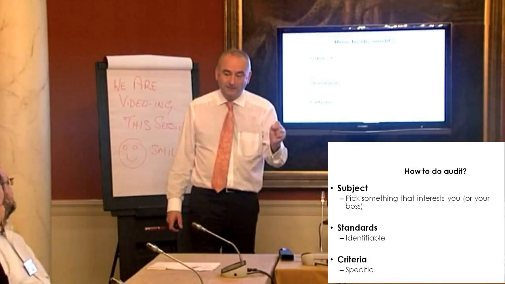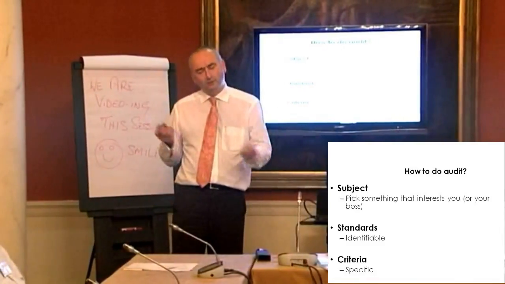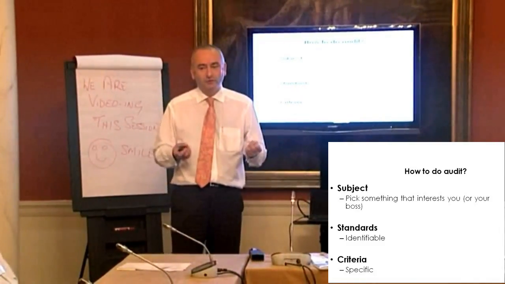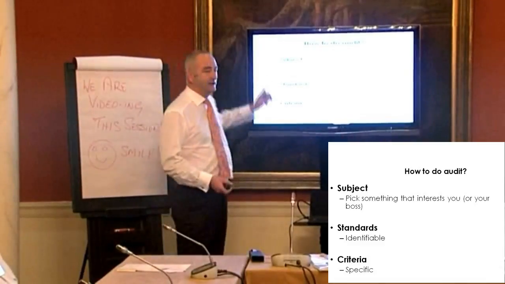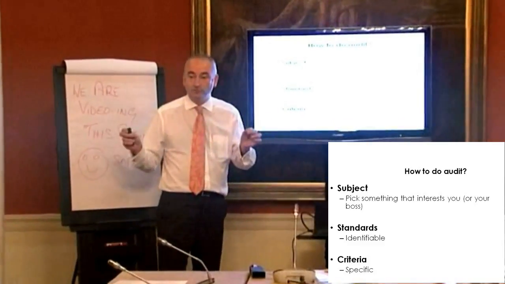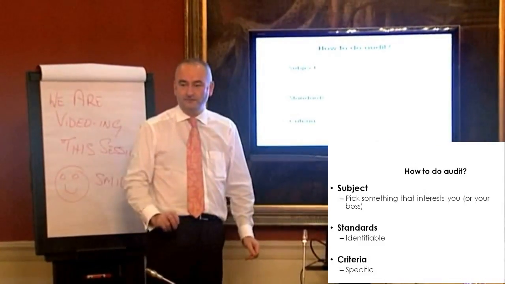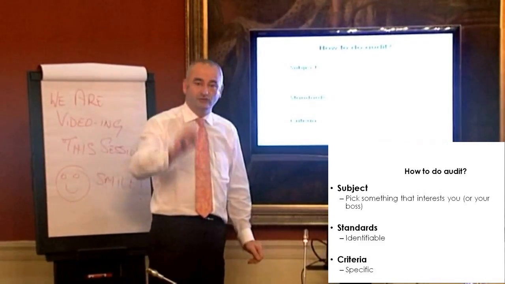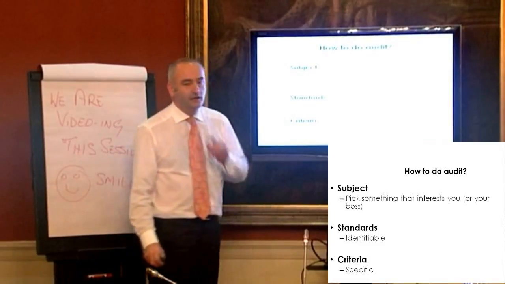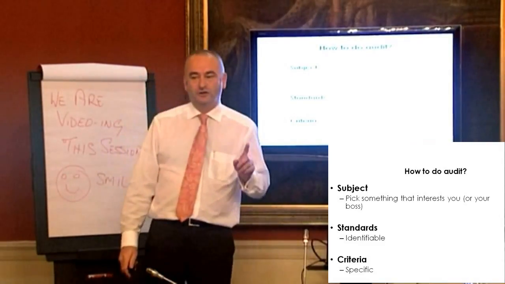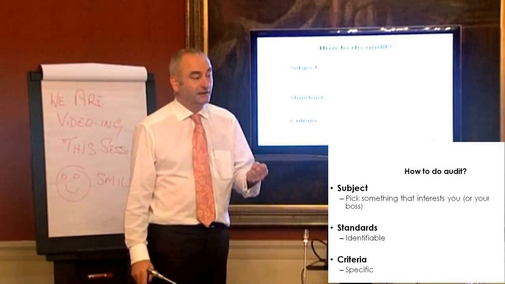Second thing, pick an identifiable standard. Now we'll come back to that in a minute because that's one of the problems that people say, oh, where do I find a standard or what standard do I use? Pick a clear standard so that when you are that high jumper and you're running at those two upright poles, you know where the bar is. Because if you don't know where the bar is, you're just going to run into it. And lastly, in terms of the criteria that you measure, again, they must be specific.